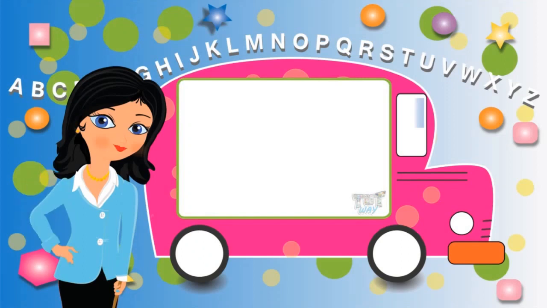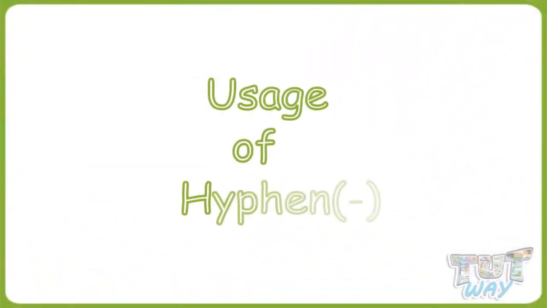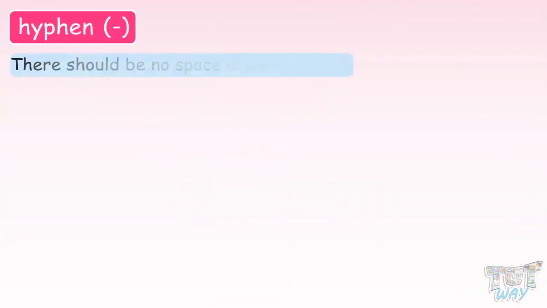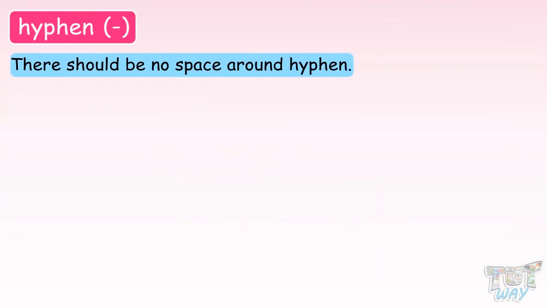Hi friends! Today we will learn the usage of hyphens. So let's start. This is the symbol of hyphen. First of all, there should be no space around hyphens. Here we have few examples where hyphens are used. And you can see there are no spaces around hyphen.